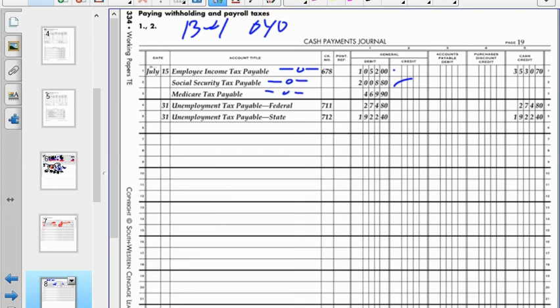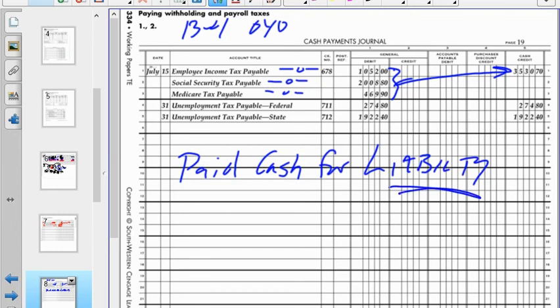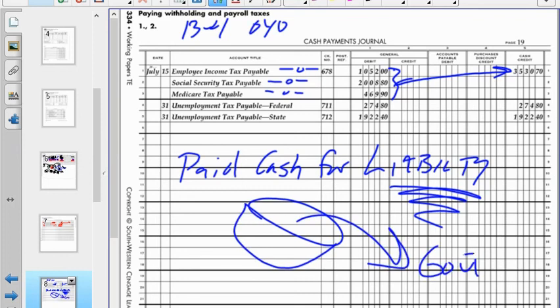so $469.90. Add all 3 of those numbers together to write out one check. And again, this is paid cash for liability. Okay, we are dumping the bucket and sending the money to the government. We go ahead and dump the bucket for federal and state. Write out those individual checks. And that is 13-4. Paid cash for liability.